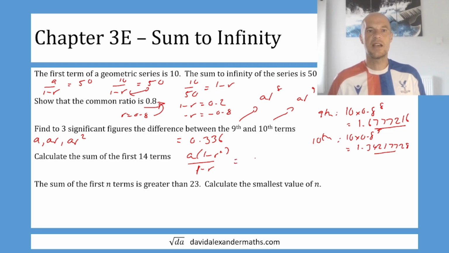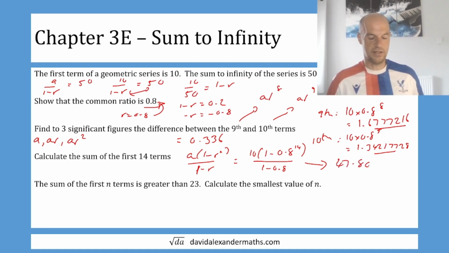So a, we know, is 10, times 1 take away r, which is 0.8, to the power of n, so here n is 14, all over 1 take away r, and so that's 1 take away 0.8, or 0.2. So type all that into the calculator and you should end up with 47.800097674.